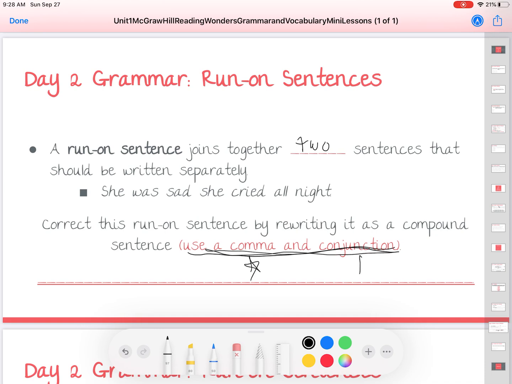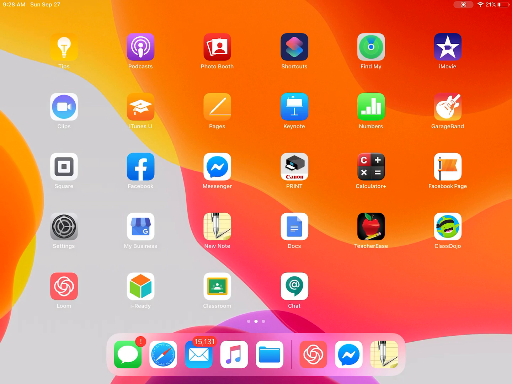Comma, conjunction. All right, so where do I need to put my comma? She was sad, she cried all night. So I've got a she and I've got a she here. So those are my two subjects. So I know I need to separate here. I could say, and she cried all night, but she cried all night, or she cried all night. And I'm going to use and because it's a similar thing. She was sad, and cried go together. So I'm going to say and. She was sad, comma, and she cried all night. Period. Done. Okay. So that was really easy.